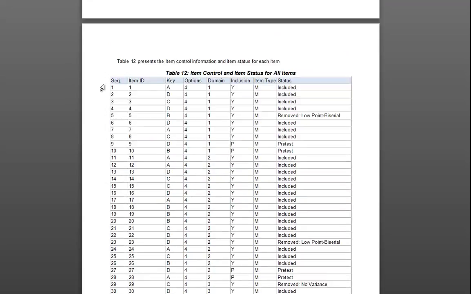The output then provides a record of all of the item control file that was used for these items, so that if you were to come back to this much later, you could see which items were included, which items were only pretest, which were removed, how many options you specified, and what was the key, because you might have changed the key on items at a later point.